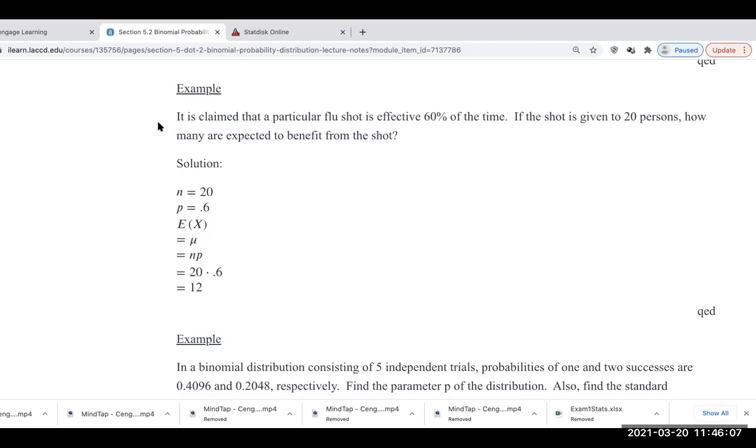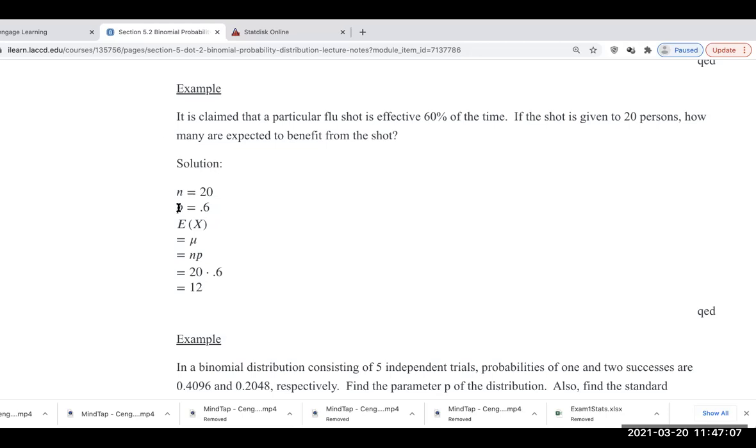It is claimed that a particular flu shot is effective 60% of the time. If the flu shot is given to 20 persons, how many are expected to benefit from the shot? So this is a binomial experiment. I have a fixed finite number of trials, 20. I have a fixed probability of success. Success is that the flu shot is effective. So the probability of success, P, is 0.6. I want to determine the expected number that will benefit from this shot, the expected number of successes.